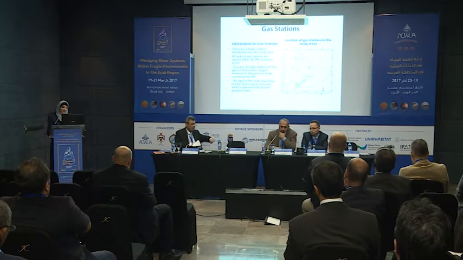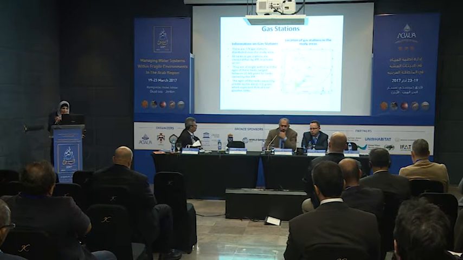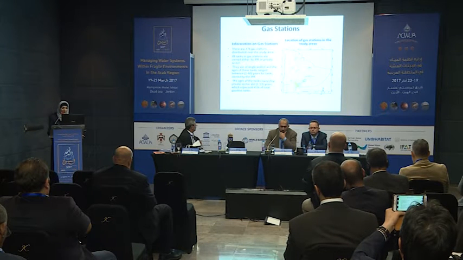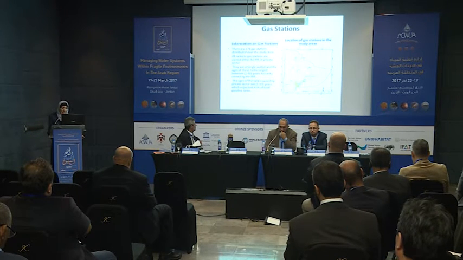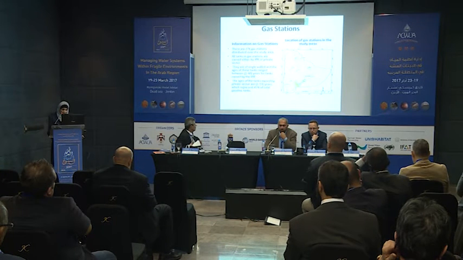Actually, this map shows the distribution of gas stations in the study area. We have here around 276 gas stations. All tanks are owned by Jordan Petroleum Refinery and the private sector, and they are single-walled, and the ages of these tanks ranged between 1 to 40 years for tanks owned by JPRC, and the age of other tanks owned by private sectors are from 1 to 13 years.